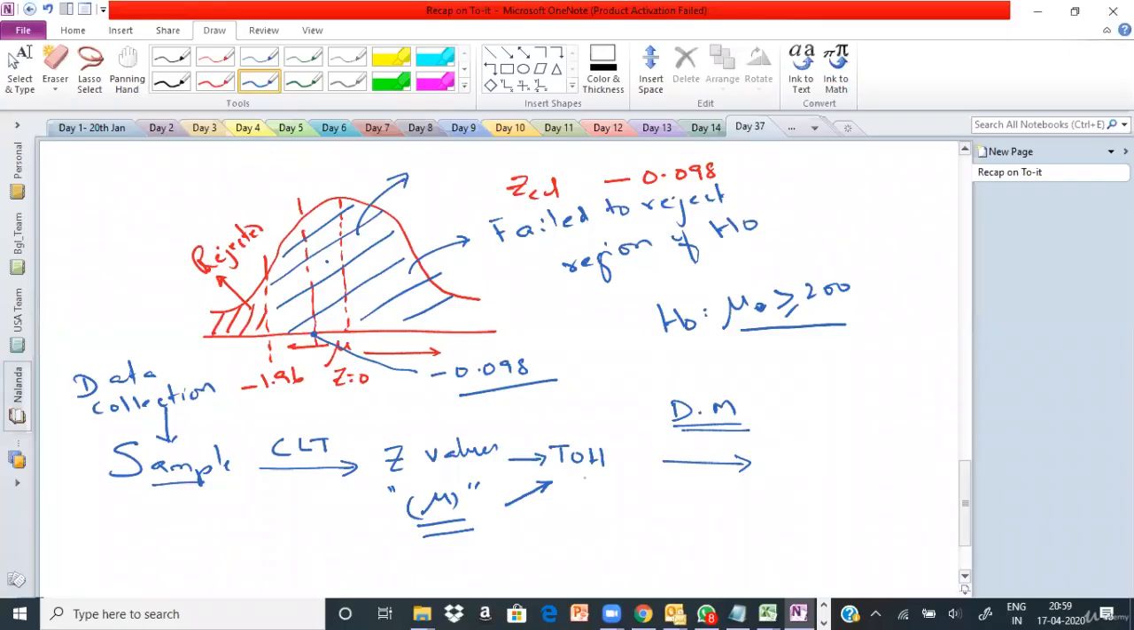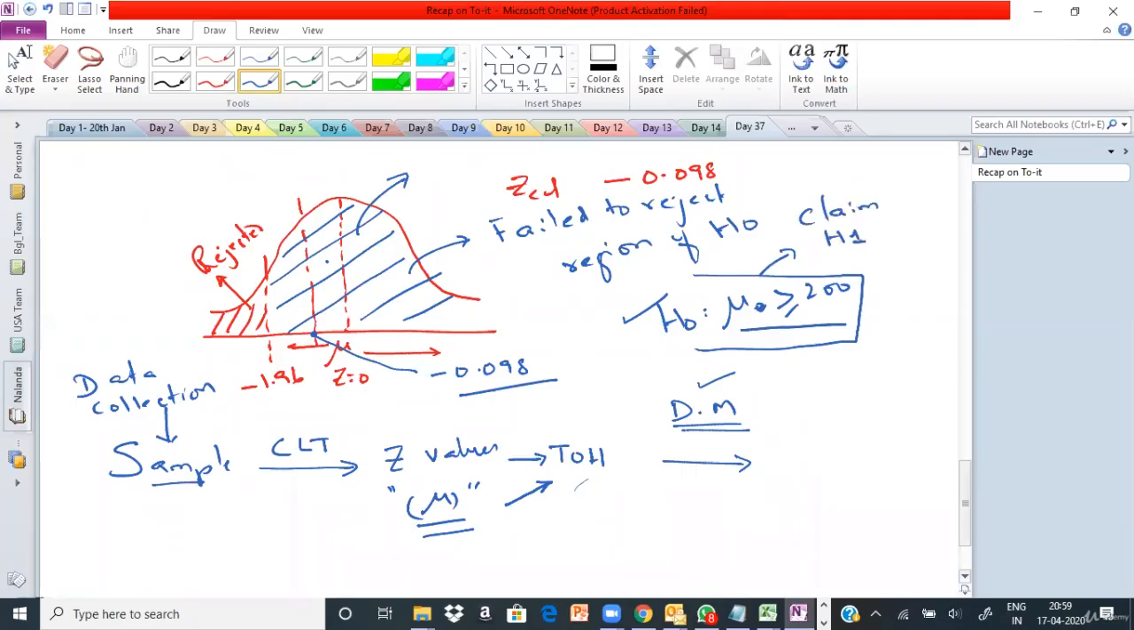Okay. Based on this process, you will be able to figure out the decision making. That means this is right. Whatever the mu that you have created or whatever the claim that you are making, this claim is H1. This is against the claim of H1.